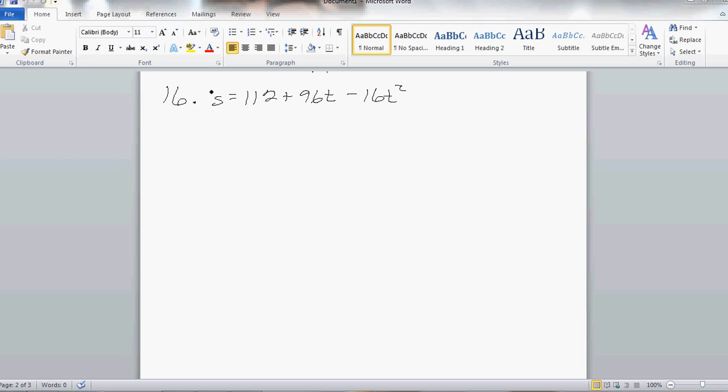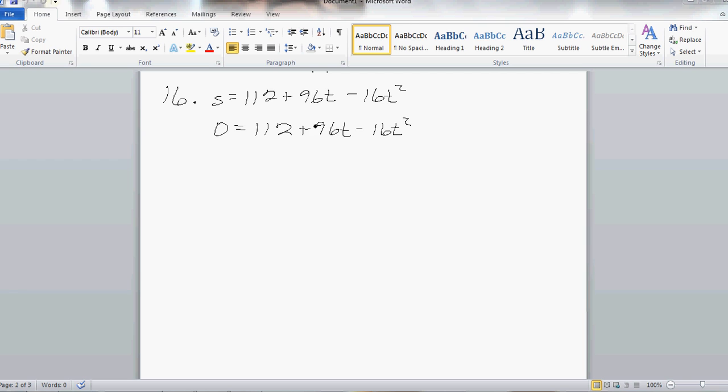S represents the distance above the ground, t represents the time in seconds. After how many seconds does the ball strike the ground? Well, striking the ground would mean that the height would be 0. So I can put in 0 right there, and then it just becomes a matter of solving this particular problem.